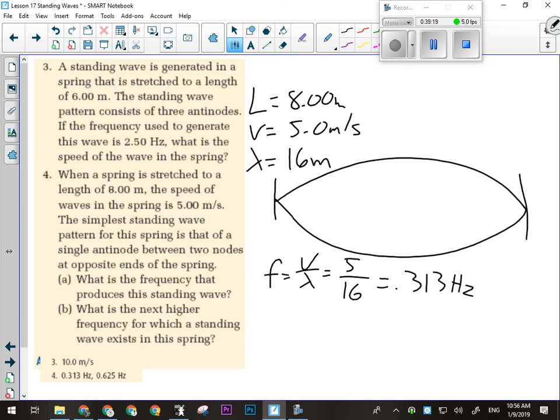Now, what's the next highest frequency that would produce a standing wave? That's how fast I have to shake it to get one antinode. But if I want the next standing wave, I have to shake it twice as fast. So I just take that number and multiply by 2, 0.625 hertz. So you don't have to draw the whole thing and do all the calculations again if you understand that harmonic frequencies are always multiples of each other. The second one is twice the first, the third one is 3 times the first, and so on. All right, questions on number 4?